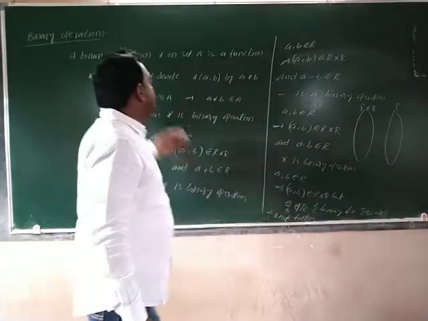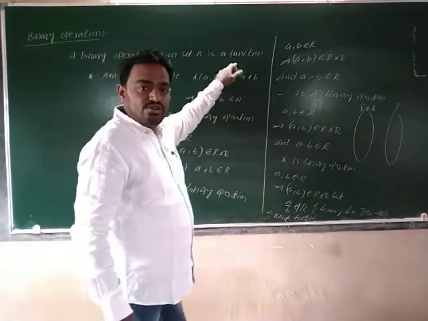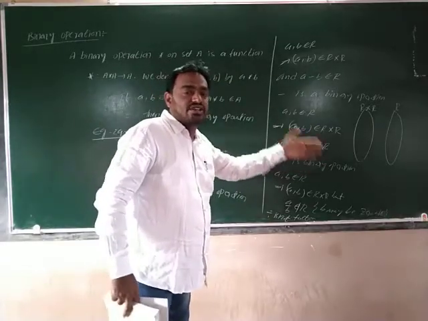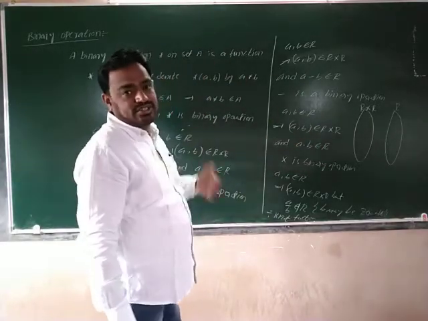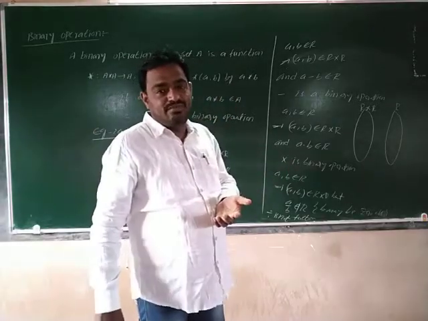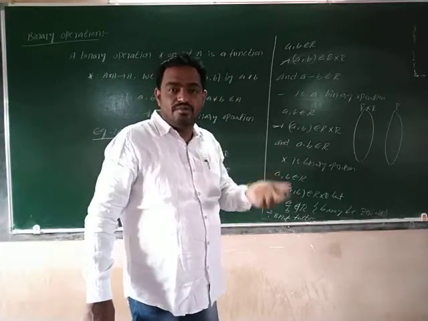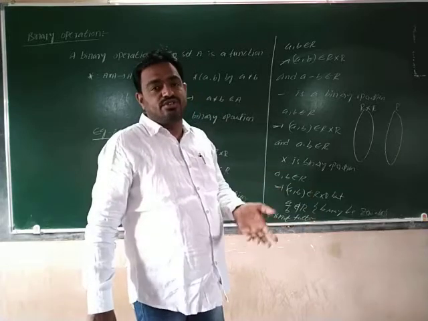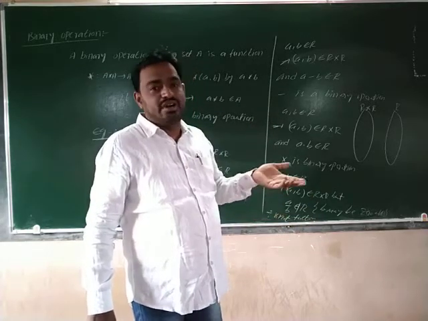What is a binary operation? A binary operation is a function. So here, this is not a function, so it is not a binary operation. Understood? What is the reason? 2 comma 0, 3 comma 0, 4 comma 0, 5 comma 0, and so on, the values are infinite or not defined.